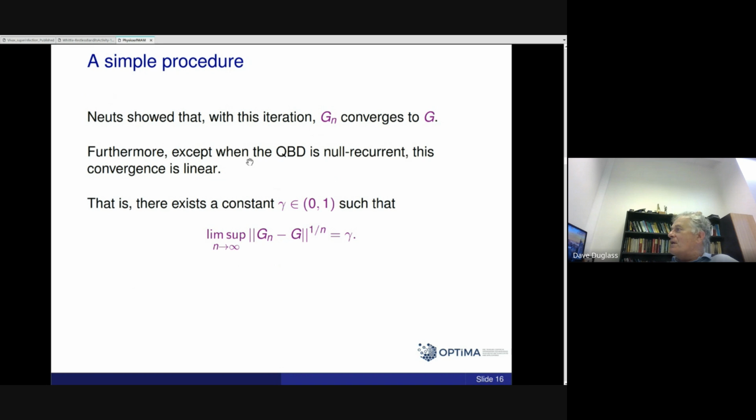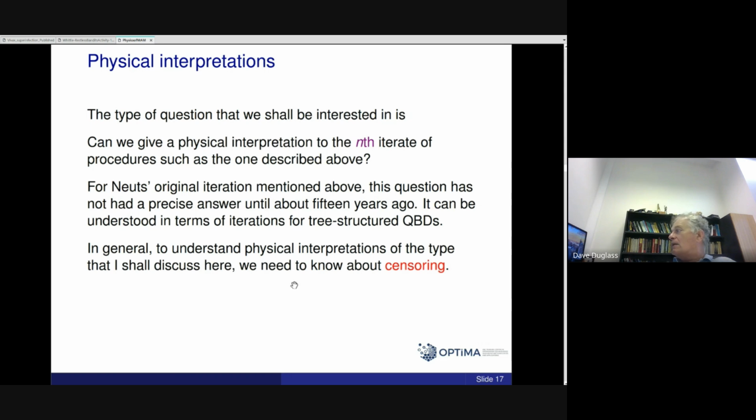What it actually means, except when the QBD is null recurrent, the convergence is linear, which essentially means that the difference between Gn and G is like gamma to the power n, for some gamma in (0, 1). That's called linear convergence. So technically, if you want to take the limit on the left side, you're not sure that limits exist, so you have to take lim sup. Then you can show this is true.